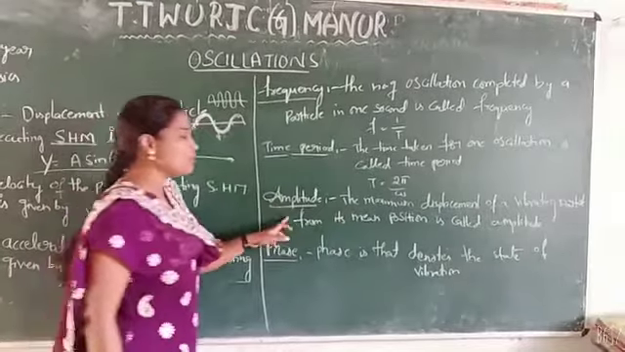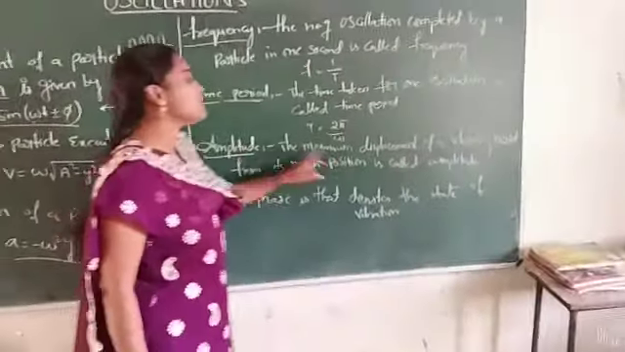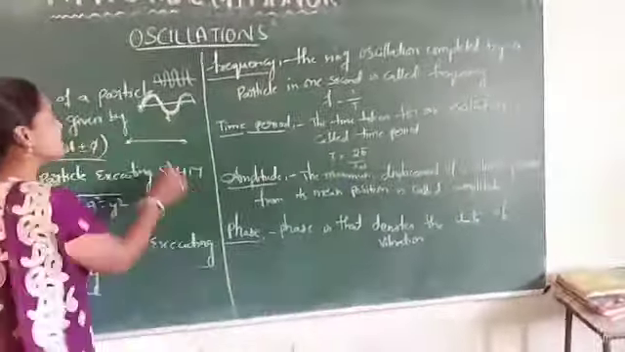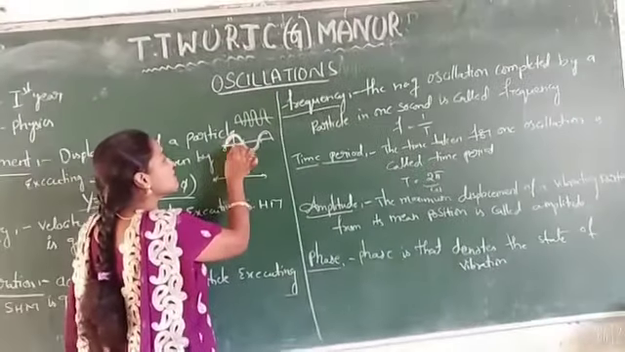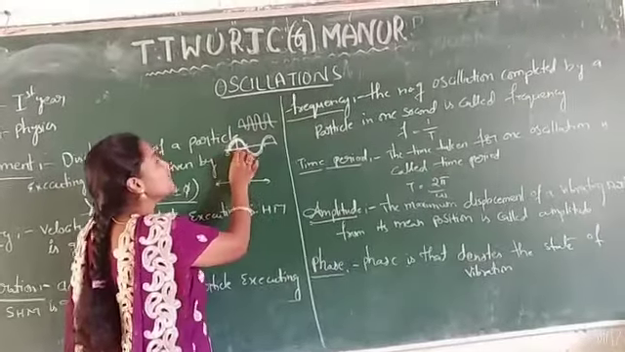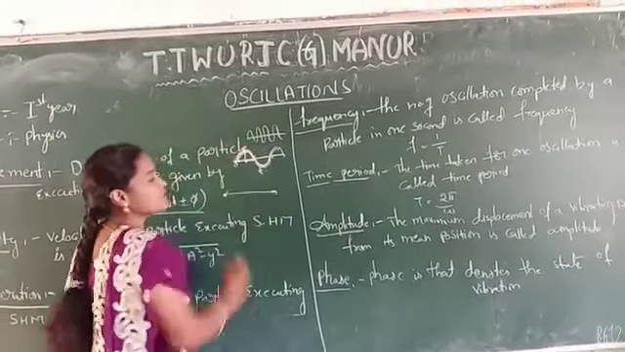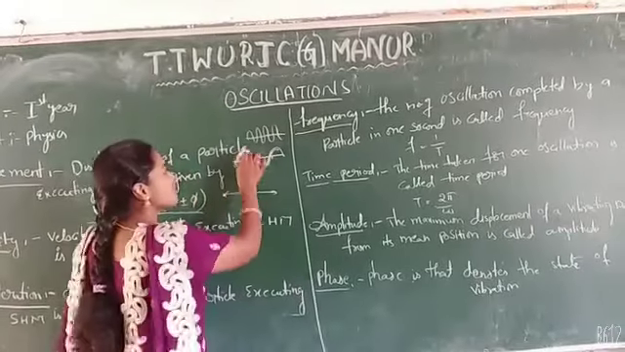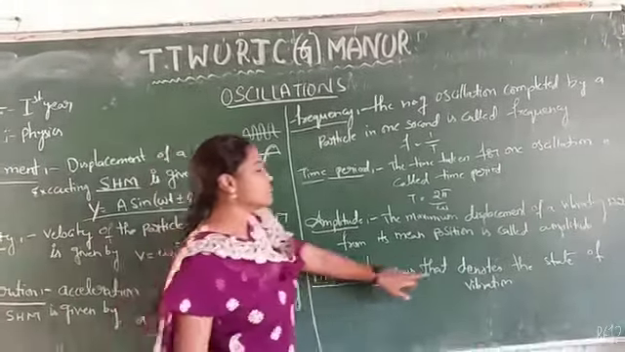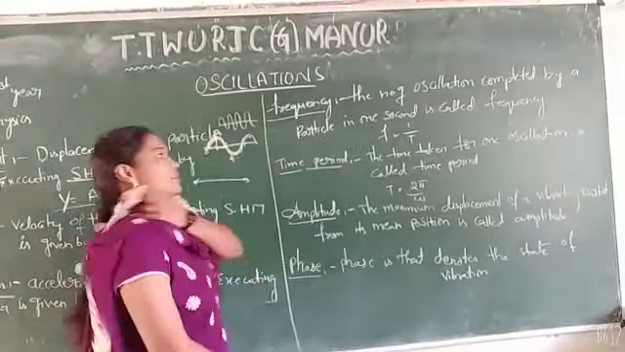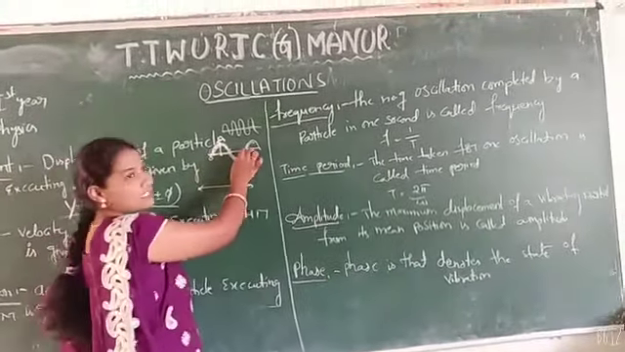Amplitude. So what do you mean by the amplitude? The maximum displacement of the vibrating particle from its mean position is called an amplitude. That means the maximum displacement from its mean position. Here the mean position is this one, the center one. So how much maximum displacement the particle is moving, that maximum position we call an amplitude. Next, phase. Phase denotes the state of vibration, on which state it is vibrating, either in the positive state or in the negative state.